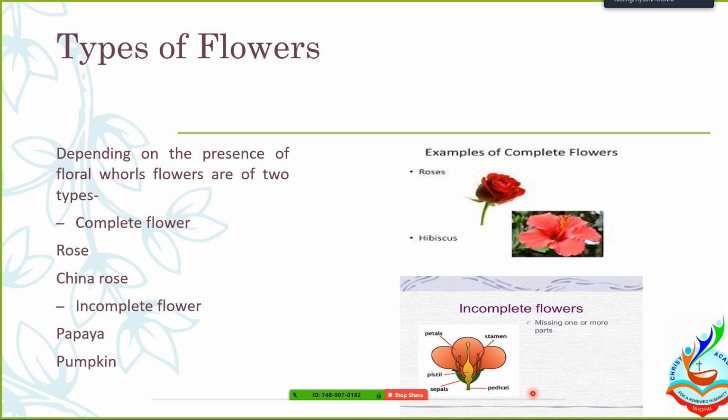Now, incomplete flower, when a flower has one or more whorls missing in it. If calyx is not present, then also it is an incomplete flower. When corolla is not present, then also it is an incomplete flower. When androecium is absent, then also it is incomplete. And when gynoecium is absent in the flower, then also it is called an incomplete flower.